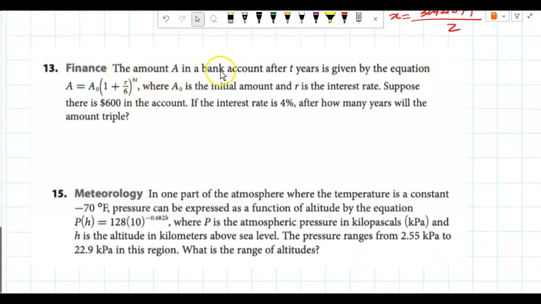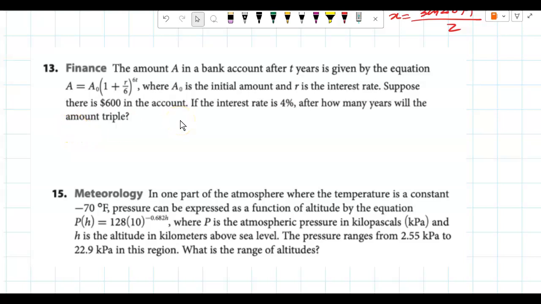The amount A in a bank account after t years is given by the equation A is equal to A naught times 1 plus r upon 6 raised to 6t. A naught is the initial amount and r is the rate of interest. Suppose there is $600 in the account. If the interest rate is 4%, how many years will it take to triple the account?